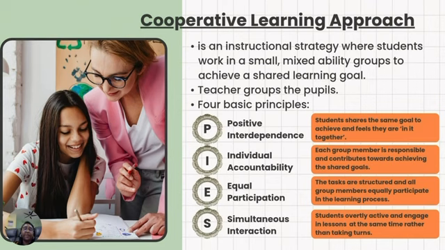The first one is the positive interdependence, where the students share the same goal to achieve and feel they are in it together. The second one will be the individual accountability, where each group member is responsible and contributes towards achieving the shared goals. The third one will be the equal participation, where the tasks are structured and all group members equally participate in the learning process. The fourth one will be the simultaneous interaction, where the students are overtly active and engaged in lessons at the same time rather than taking turns.